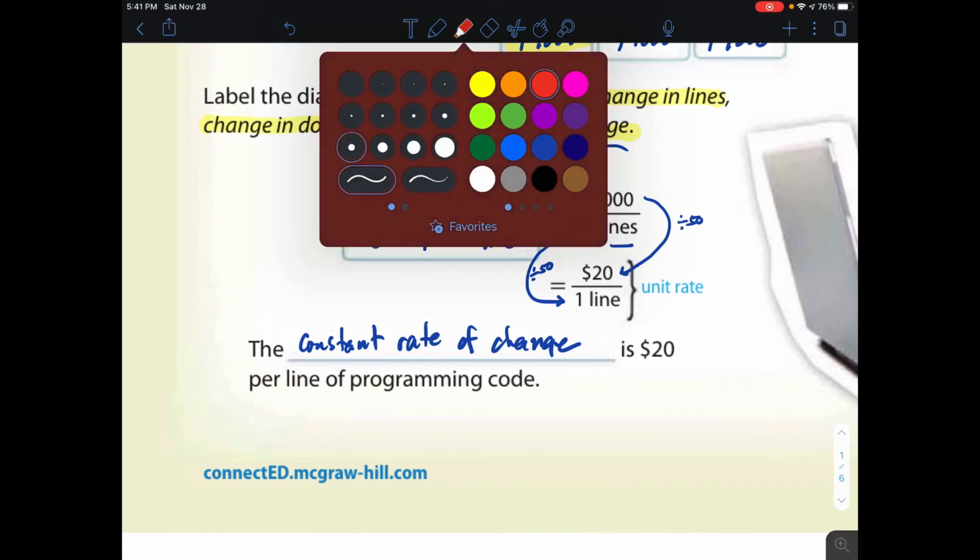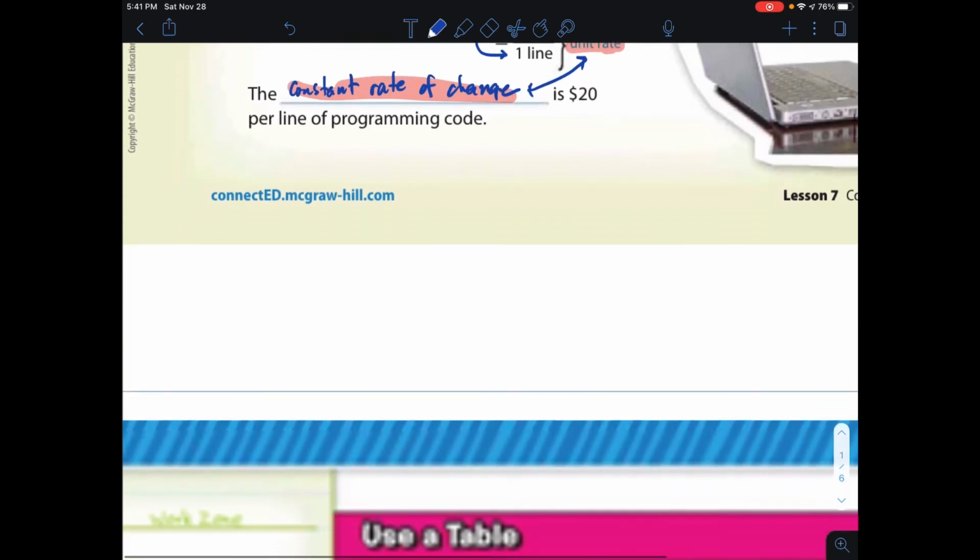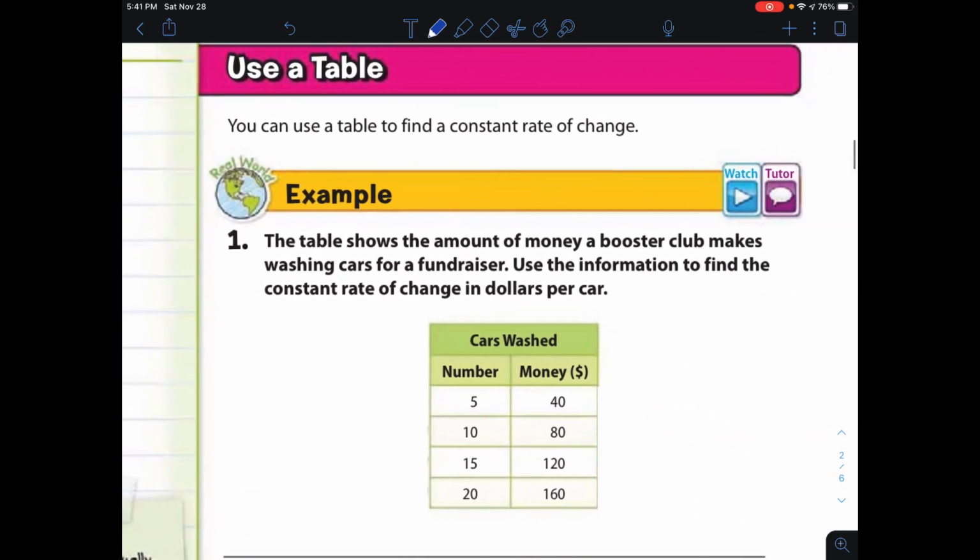So again, look at the word unit rate and look at the words constant rate of change, because they are very much related to each other. If we find the unit rate in a linear relationship, that is our constant rate of change. Okay, let's take a look at example number 1.